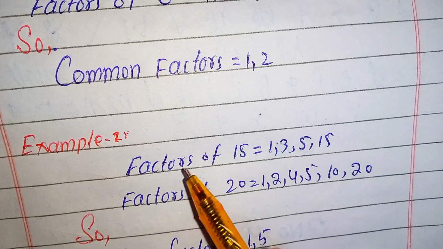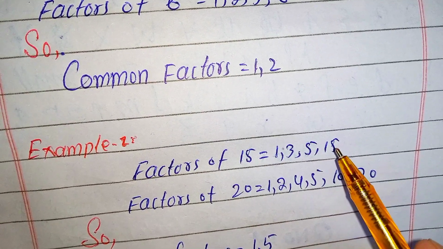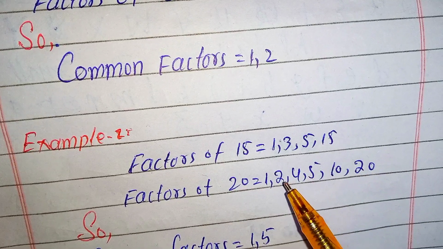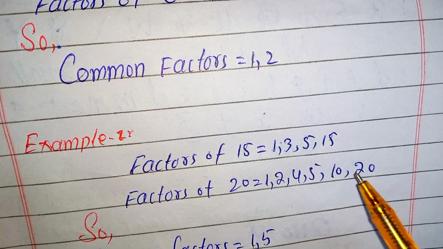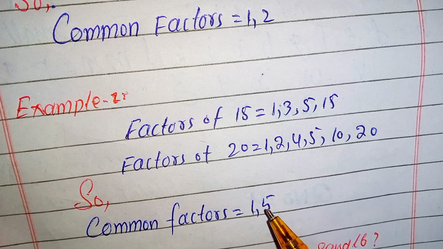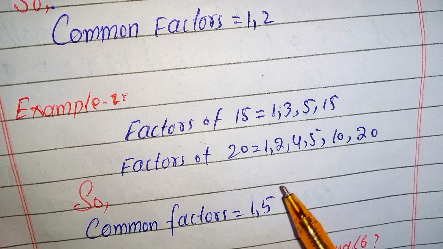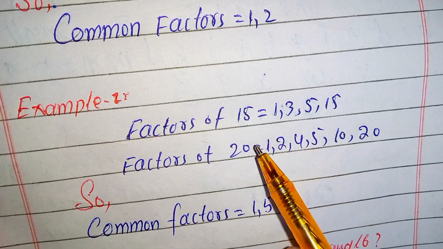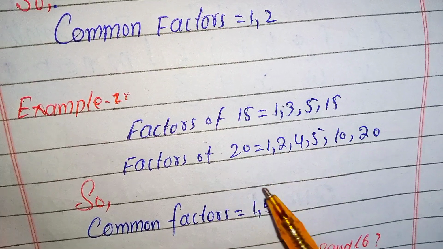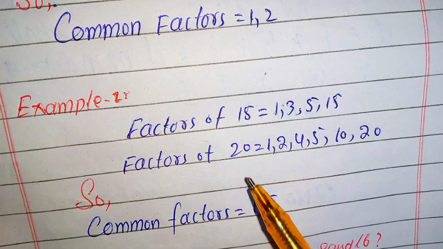Here is another example in which the factors of 15 are 1, 3, 5 and 15 and the factors of 20 are 1, 2, 4, 5, 10 and 20. But what will be the common factors of these numbers? The common factors of these numbers are 1 and 5 because 1 and 5 are the factors that are common to both of these numbers, 15 and 20. So we can say that 1 and 5 are the common factors of 15 and 20, right?